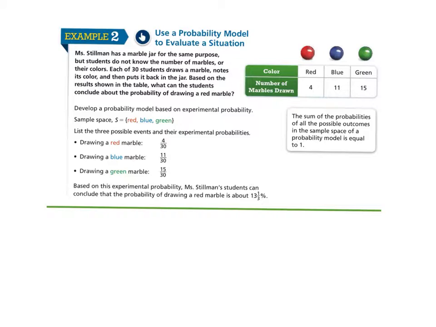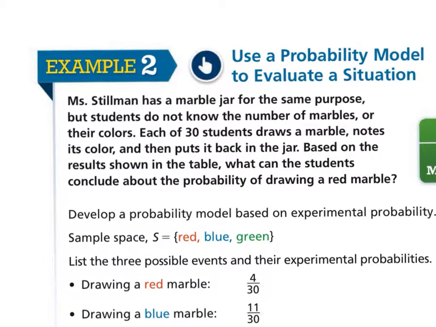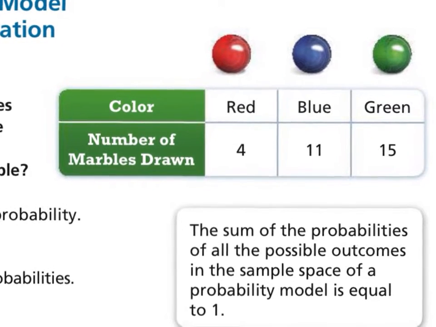So look at example 2. Miss Stillman has a marble jar for the same purpose, but students do not know the number of marbles or their colors. None of them are red. No, just kidding. Each of the 30 students draws a marble, notes its color, then puts it back in the jar. Based on the results drawn in the table, what can the students conclude about the probability of drawing a red marble? So this time we don't know what the marbles are. We just know what happened when they drew the marbles.